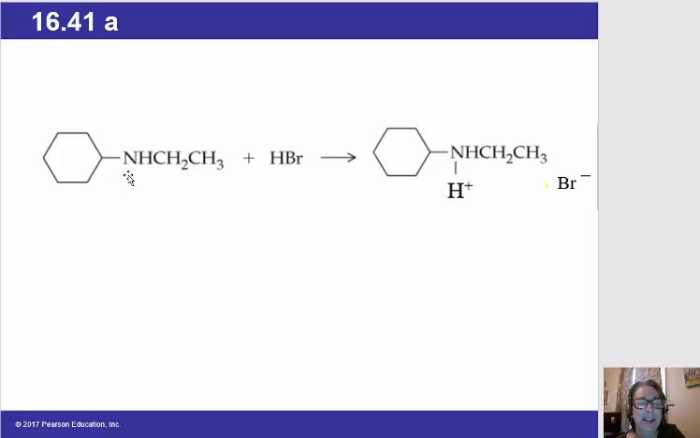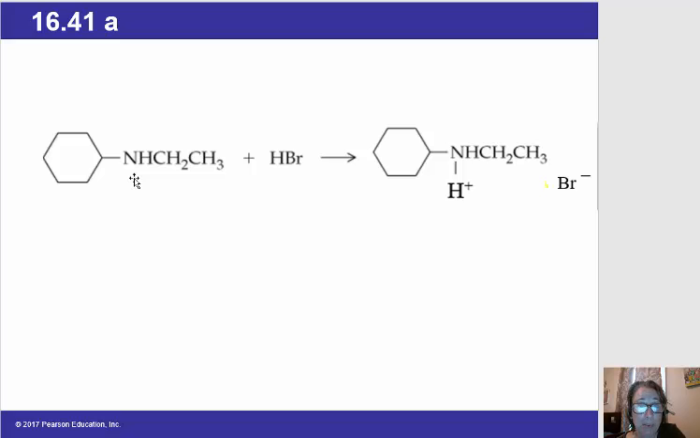And just for fun, let us name this. This is a secondary amine with two different alkyl groups, and the cyclohexyl group has more carbons, so that's going to be sort of the root name. So the name of this is N-ethyl cyclohexylamine.